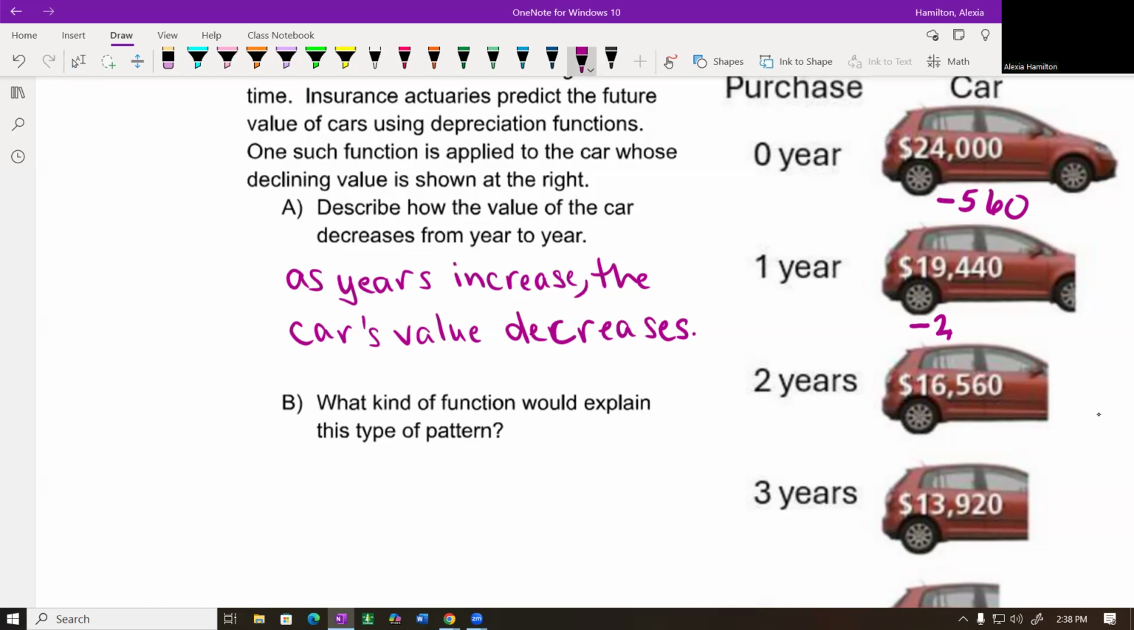19,440 minus 16,560 is 2,880. So, oh, that's not even 560. My bad. 24,000 minus 19,440 is 4,560. So I don't even have to go on. Those two numbers are not the same. So it's not linear. And the only other function that we've talked about at this point is exponential. So that's what I'm going to go with. Some kind of exponential function.